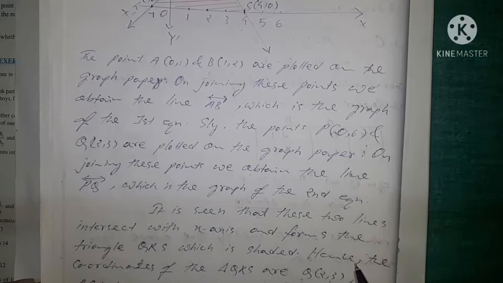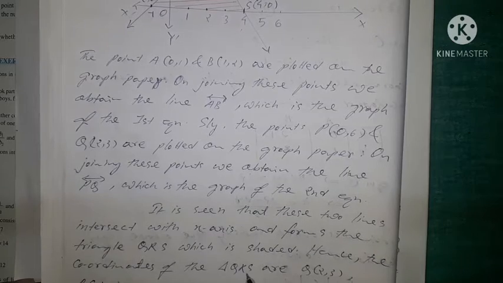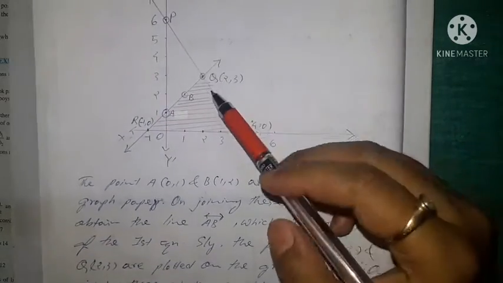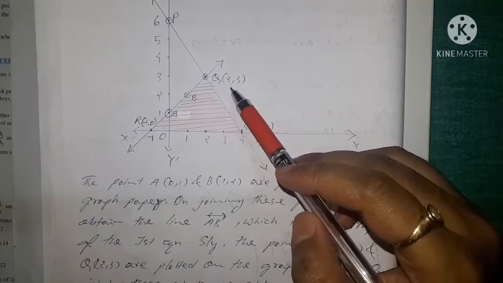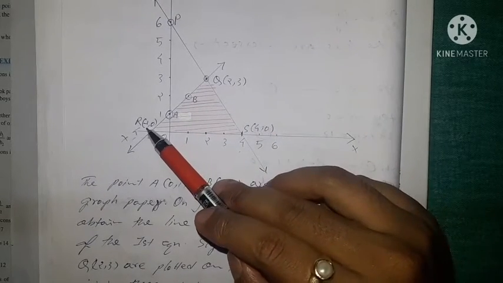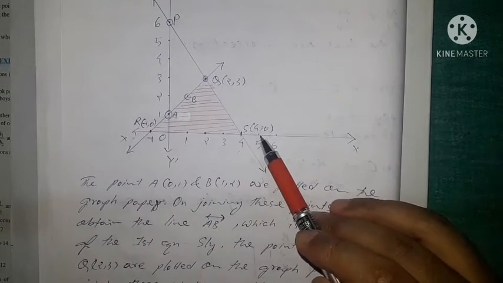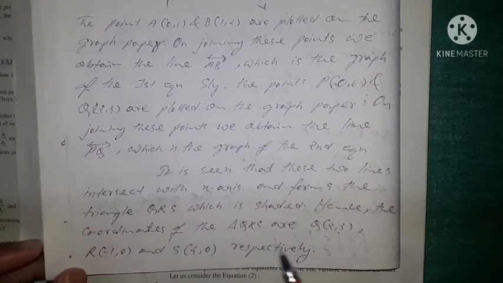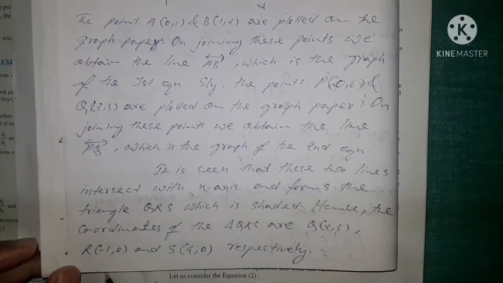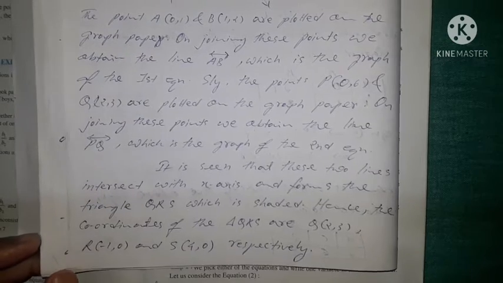Which is shaded. Hence the coordinates of triangle QRS are, so what are the coordinates of the triangle? It is Q (2, 3), R (minus 1, 0) and S (4, 0). So that's what we have written here: Q (2, 3), R (minus 1, 0) and S (4, 0) respectively.